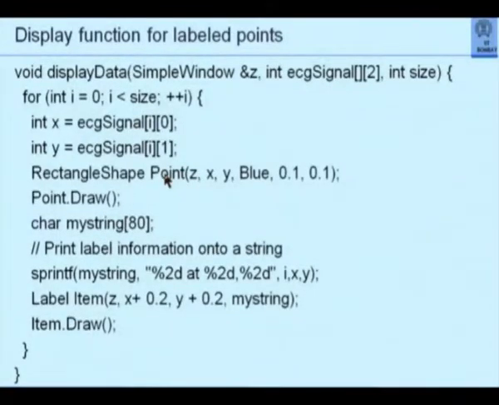So, this object is created using dynamically available values of x and y. And having created that object, now you say draw. So, point is the object, point dot draw means draw that point. This point will be drawn. Now, you want to put a label to that point. You have defined a char array my string of 80. The printing of the label is, you print a string first.